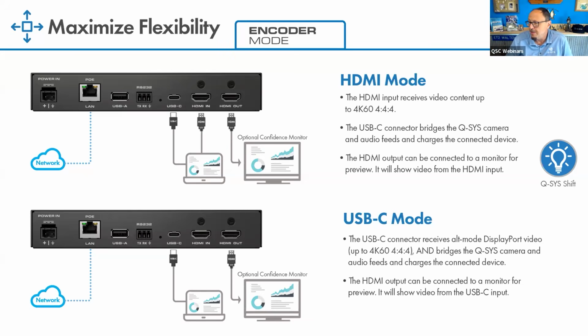In USB-C mode, the USB-C connector will receive alternate mode DisplayPort video up to 4K 60 and bridges the Q-SYS cameras and audio feeds and everything else to the connected device. The HDMI output can be connected to a monitor for preview. So just like in the NV32, that local monitor is local only. It's not going to take a stream off the network.